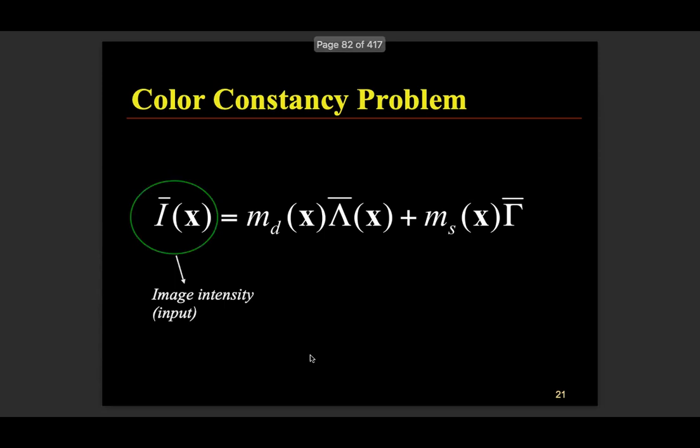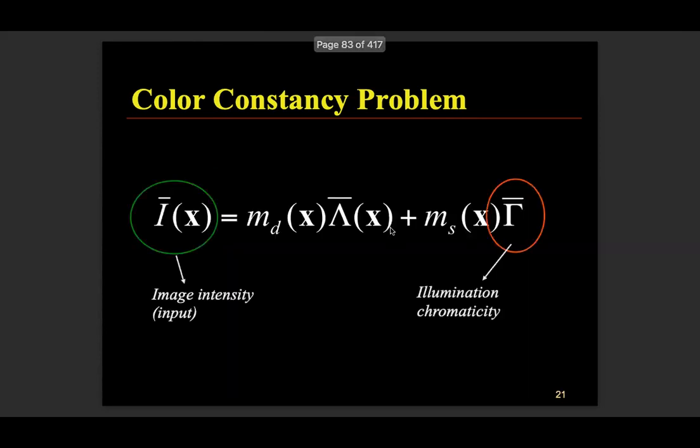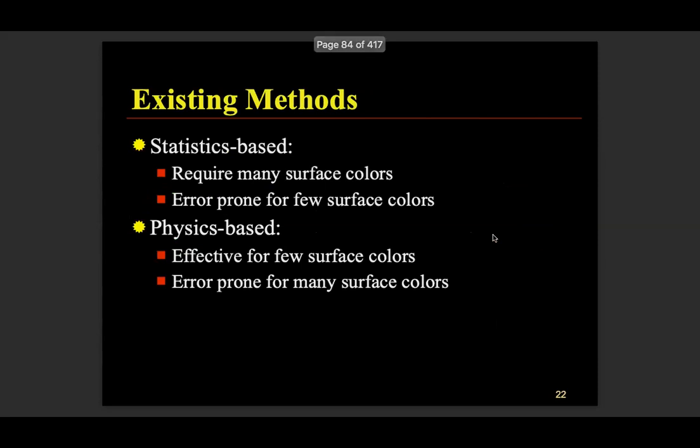So that's the input, the image intensity, the pixel values as our input. For example, in this case, whatever pixel value that you can choose from this image here. And then this gamma is the color that we want to estimate, because gamma is the color of the light. So if you can get gamma, that's the goal. From I, how can we estimate gamma? That is the question, without knowing all the parameters here. Okay, so that is the problem statement. Given I, how can we get gamma?